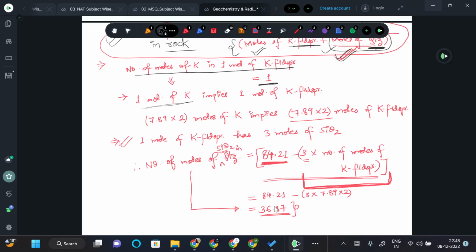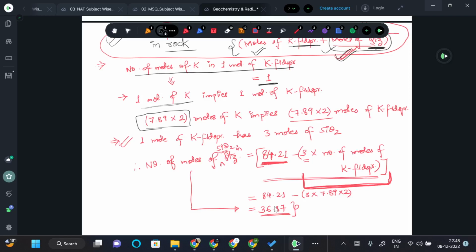Then we try to get the number of moles of K. Now how do we get this? Why did we do this? 7.89 here is the given molar proportion. So the given molar proportion for K2O is 7.89, but K2O is getting half consumed, like half K2O is there in the reaction to form K feldspar.